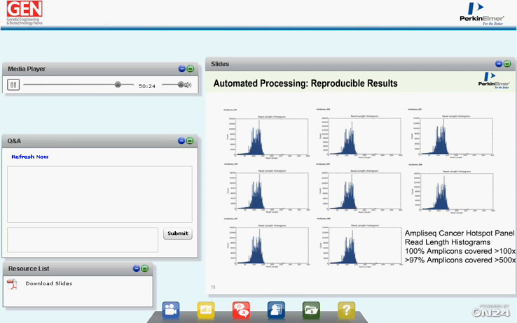Here's just an example of the reproducibility typical of automated processing on the NGS Express. Figures here represent read-length histograms of amplicon sequences. These were obtained using the Ion Torrent PGM. These are actually control HapMap samples assayed against the version 2 AmpliSeq cancer hotspot panel. So the utility of this approach is fairly clear. With this run, we see 100% of the 207 amplicons in the panel covered at 100x. 97% of these are covered at 500x. These amplicons represent genomic hotspot regions that are frequently mutated in human cancer genes.